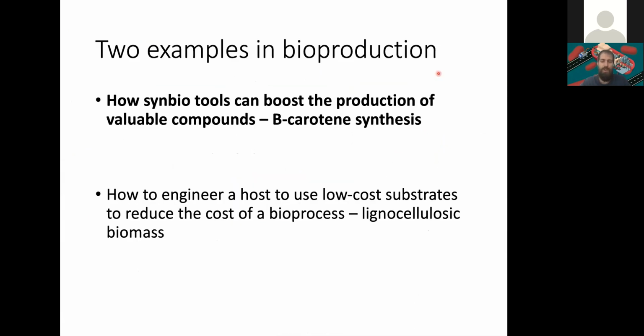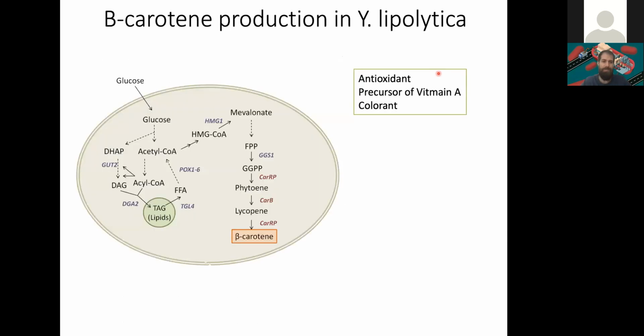So I selected two examples to guide you through, so you can have a better understanding of how these kinds of projects are started and completed. One is an illustration of how synthetic biology tools, and specifically this build part of the DBTL cycle, can help to produce beta carotene. And then I'm going to talk about another example, which is how we can engineer this host to use low-cost substrates to reduce the overall cost of production.